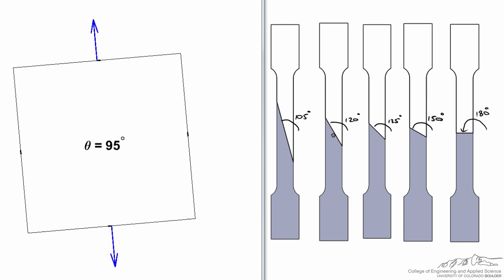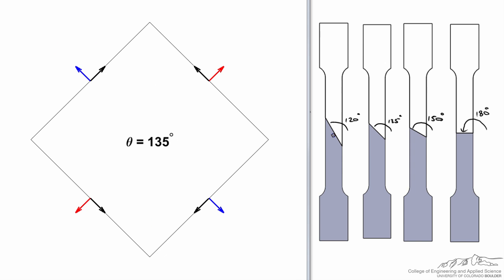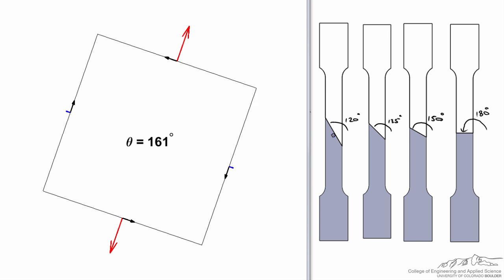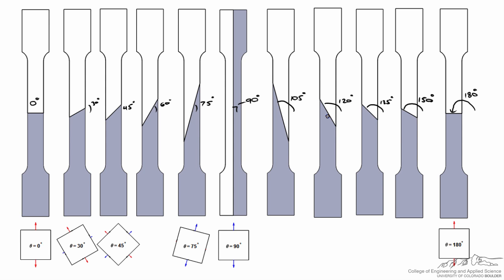And finally, we'll continue rotating to 105 degrees. Here's 120 degrees, 135 degrees, and so on. And finally, we come all the way back around to 180 degrees, and the state of stress is identical to theta equals 0 degrees. And finally, here are some of those states of stress overlaid over some particular angles of theta. Theta equals 0, we've got sigma y only. Theta equals 90 degrees, we've got sigma x prime only. And at theta equals 180 degrees, we've got sigma y prime only. And theta equals 0 and theta equals 180 degrees are identical.